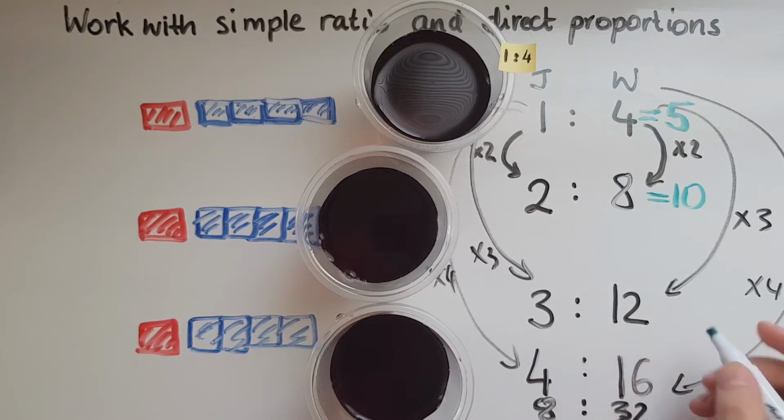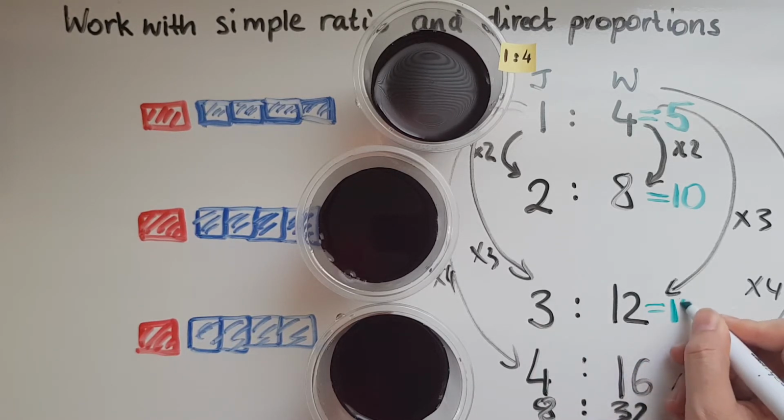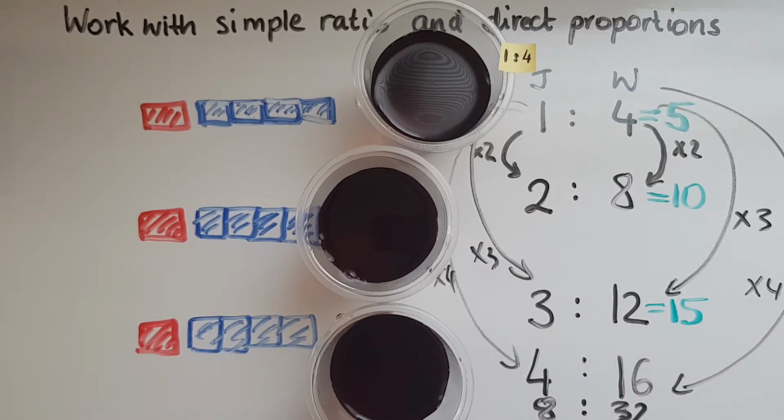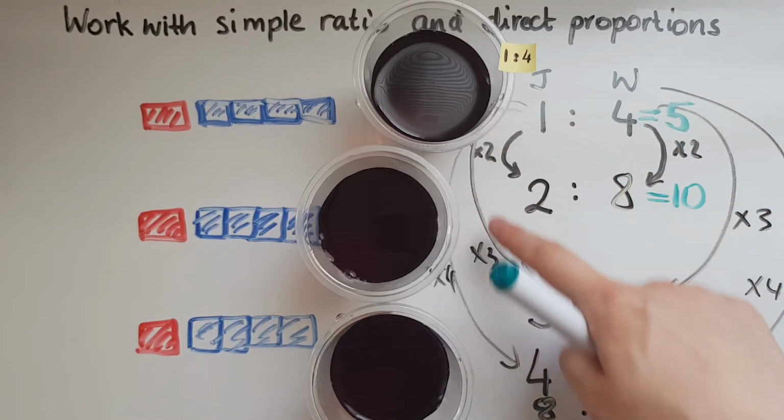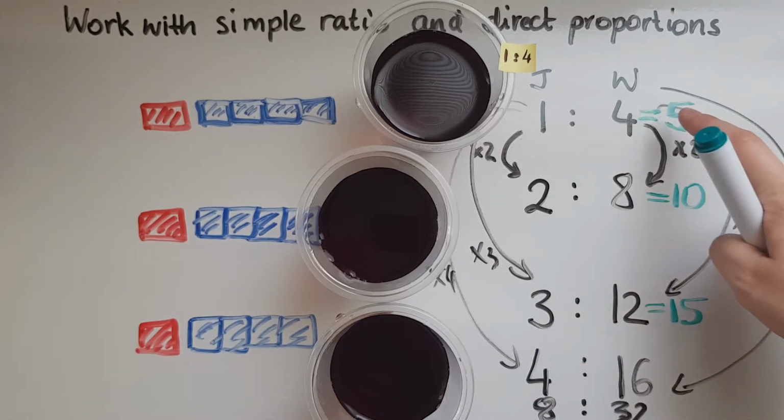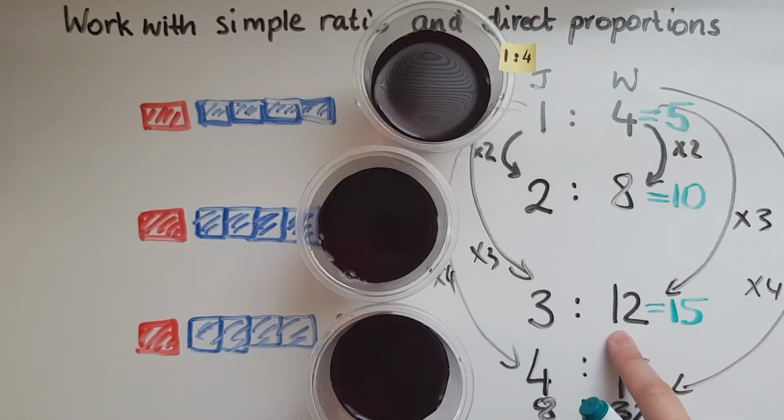3 and 12 gives me 15. So what's happened from the 5 to the 15? What have we multiplied by? It's by 3, which is exactly what we did with each of these ingredients. So juice, 1 times 3 gives us 3, and water, 4 times 3 gives us 12. So we multiply the total as well by the same number. And let's look at that.